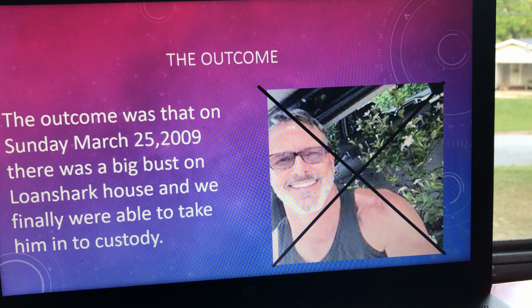When we got to Mexico, we were able to make a phone call. We were able to track Joe's location using the information that we had got from Michael Allen's social security. We were able to find the phone that he had gotten with that man's social security number. His identity was stolen by Joe. And when we got there, on March 25th, 2009, we were able to bust Joe, and we were finally able to take him into custody.